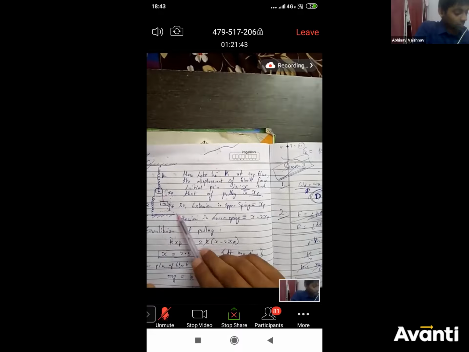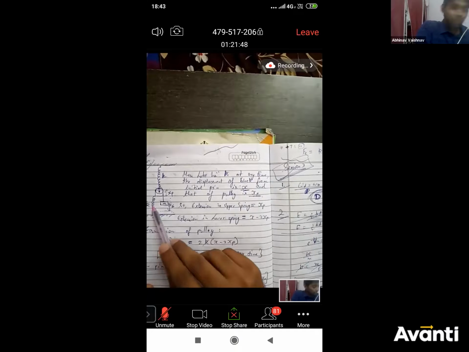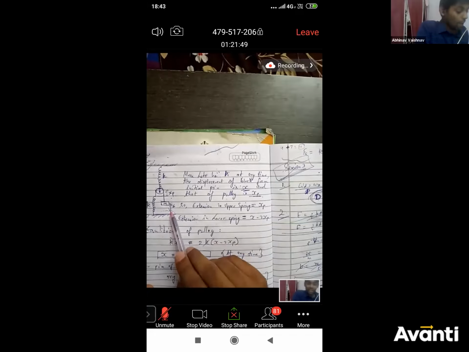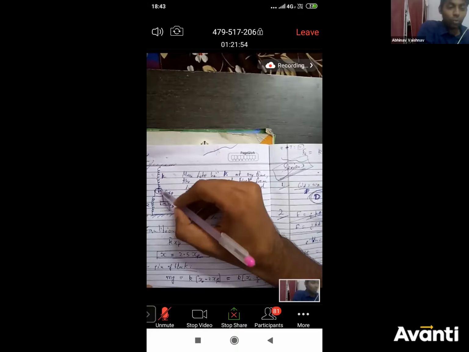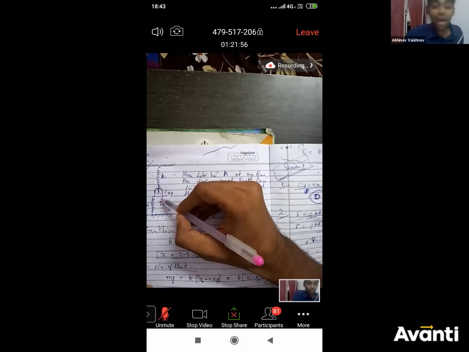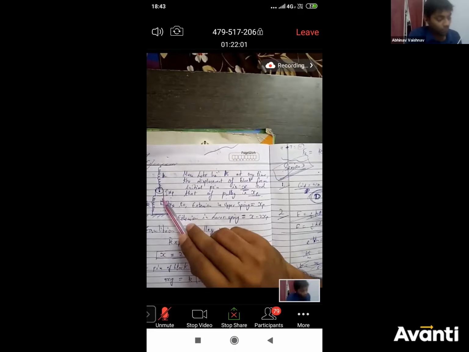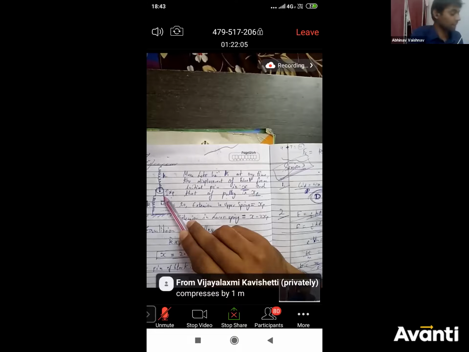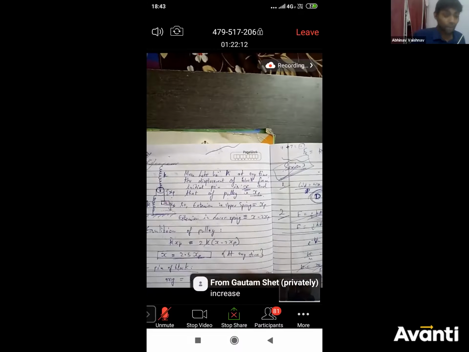So due to the block's motion, the length of the spring increases by x, right? But what about the pulley? If the pulley moves down by 1 meter, quickly tell me, what will happen to the length of the spring? Will it increase? Will it decrease? And by how much? Decrease by 2 meters, not by 1 meter.